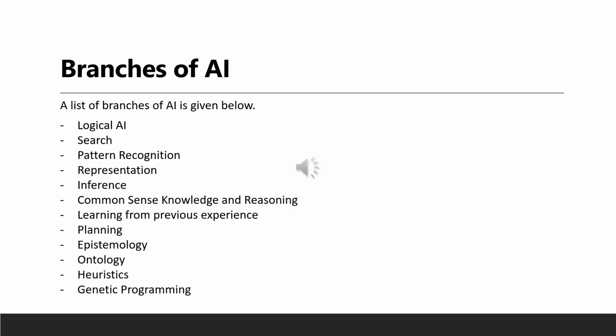Then we have epistemology, and that's the study of the kind of knowledge that is required for solving problems in the world. We also have ontology, which is the study of the kind of things that exist. In AI, the programs and sentences deal with various kinds of objects, and we study what these kinds are and what their basic properties are. Ontology assumed importance from the 1990s.